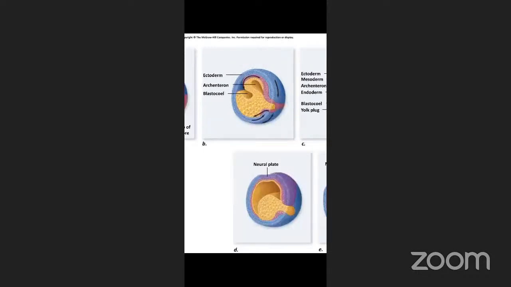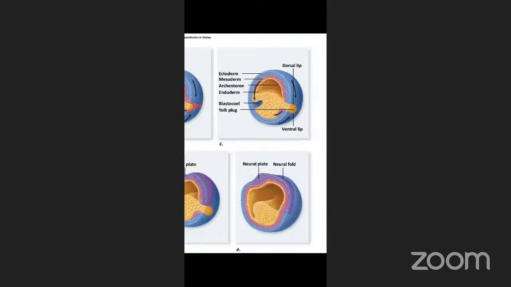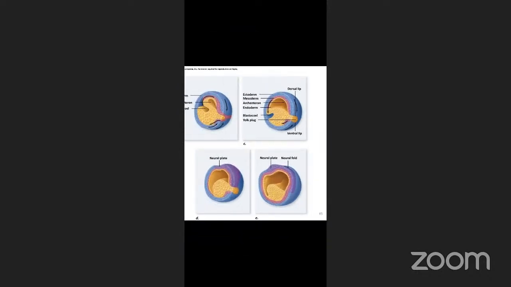Now, the folding of these layers will finally form the archenteron, yolk plug, all these things. And this invagination will form the neural plate and neural fold. So it is not a single event. Continuously the foldings and rearrangements will be taking place, so finally they will form the structure of the embryo.